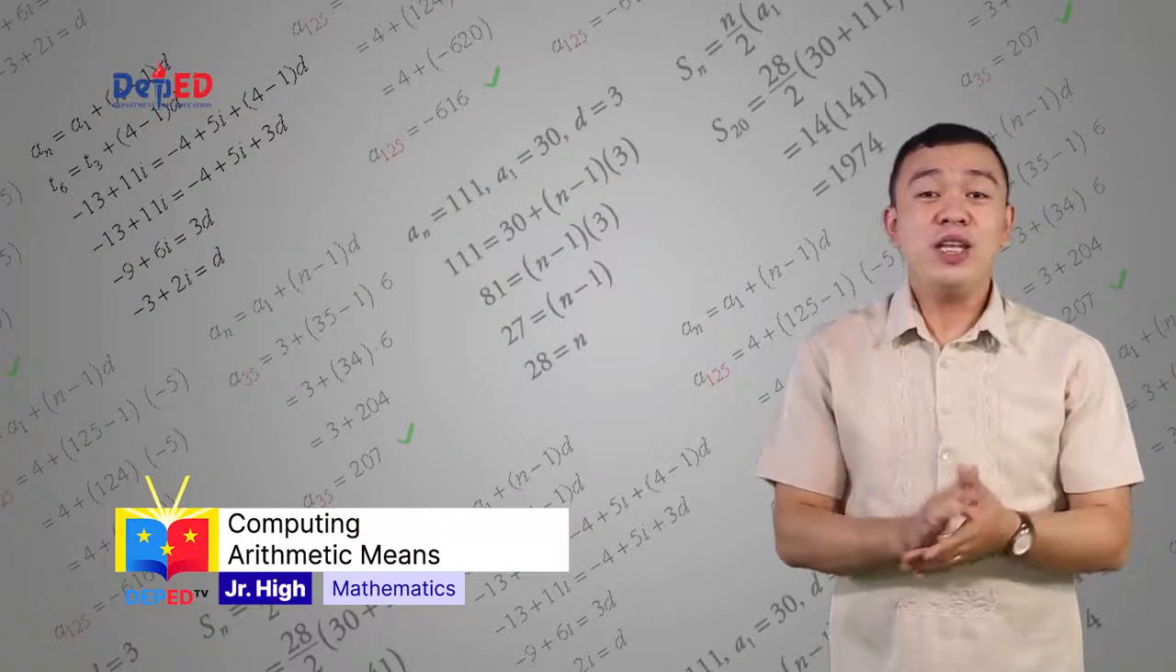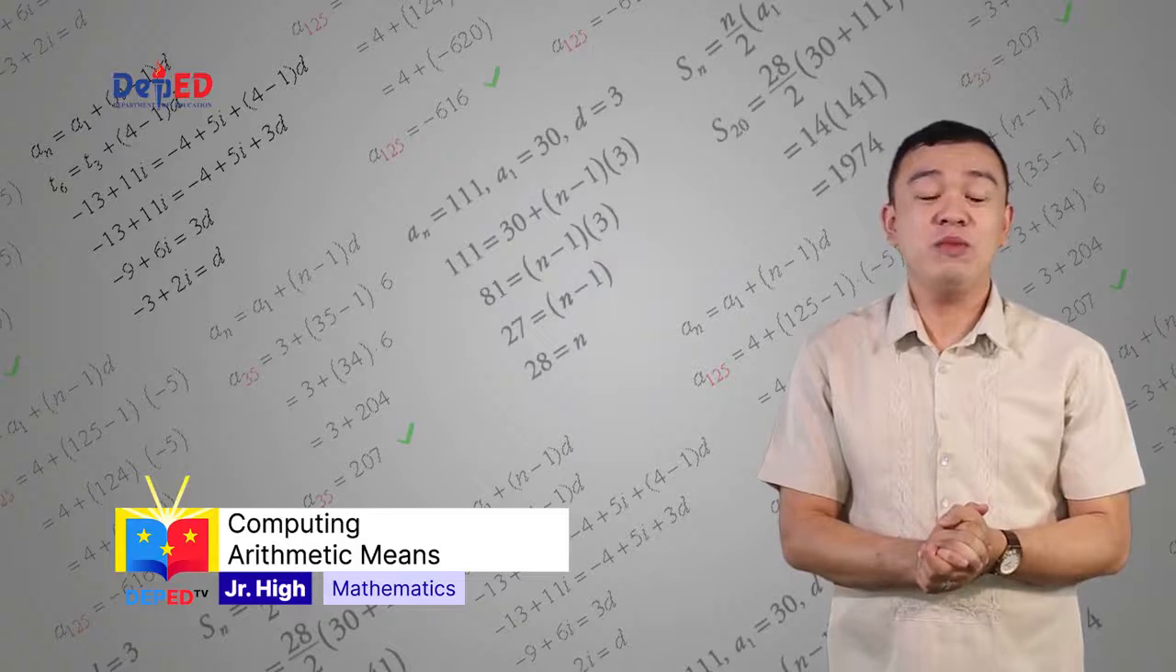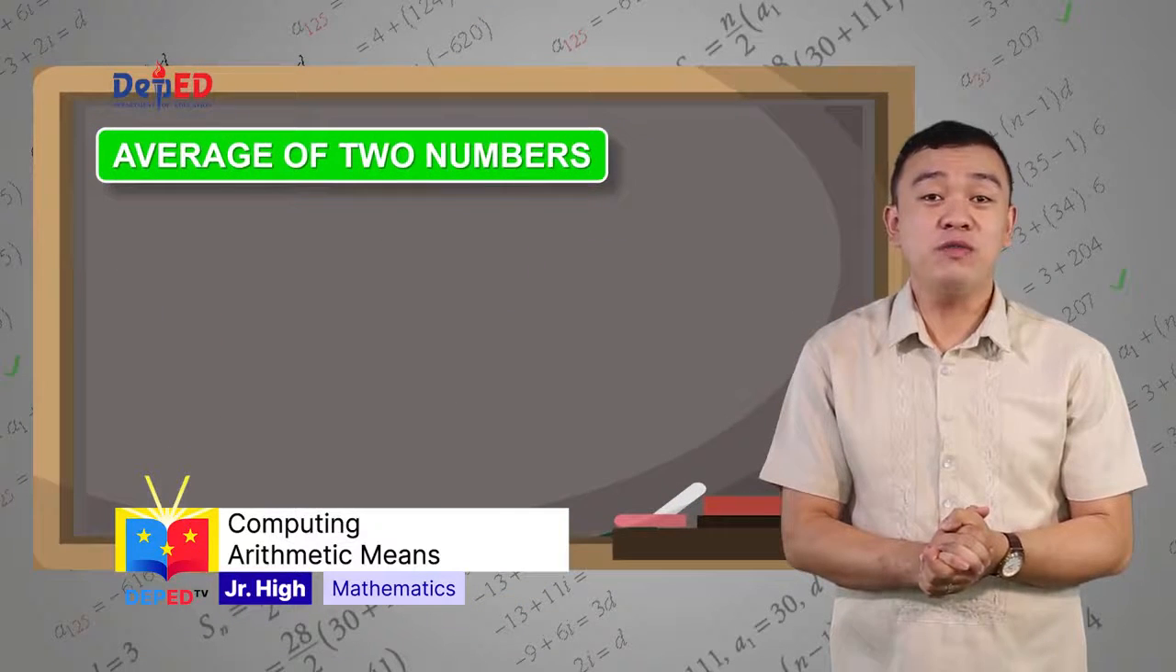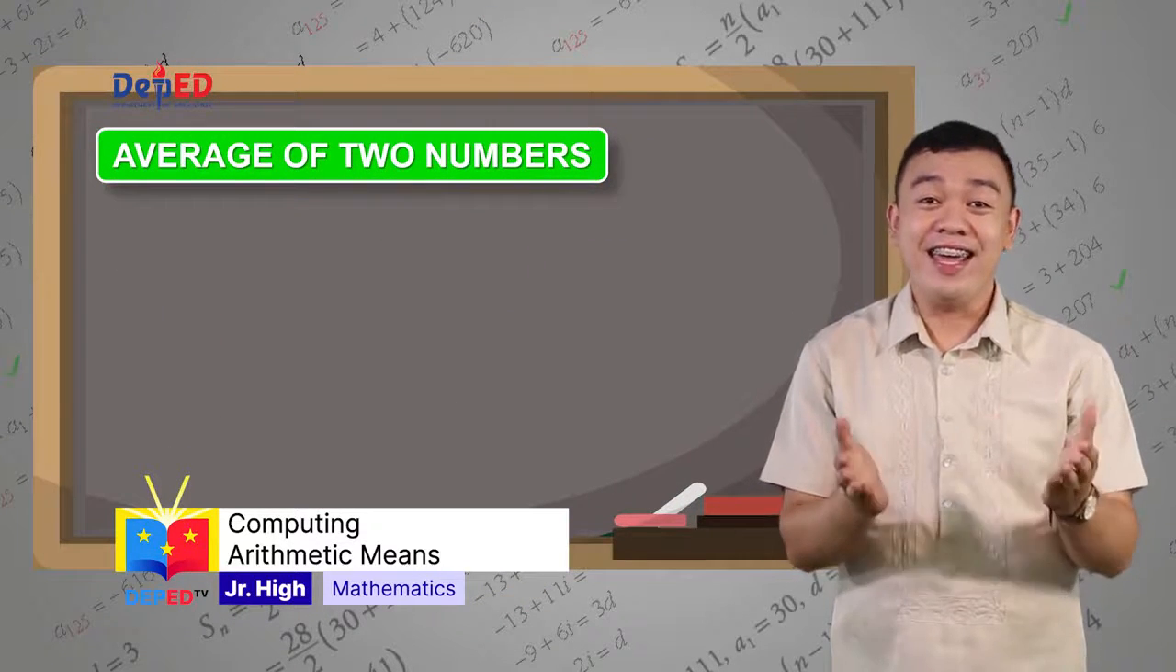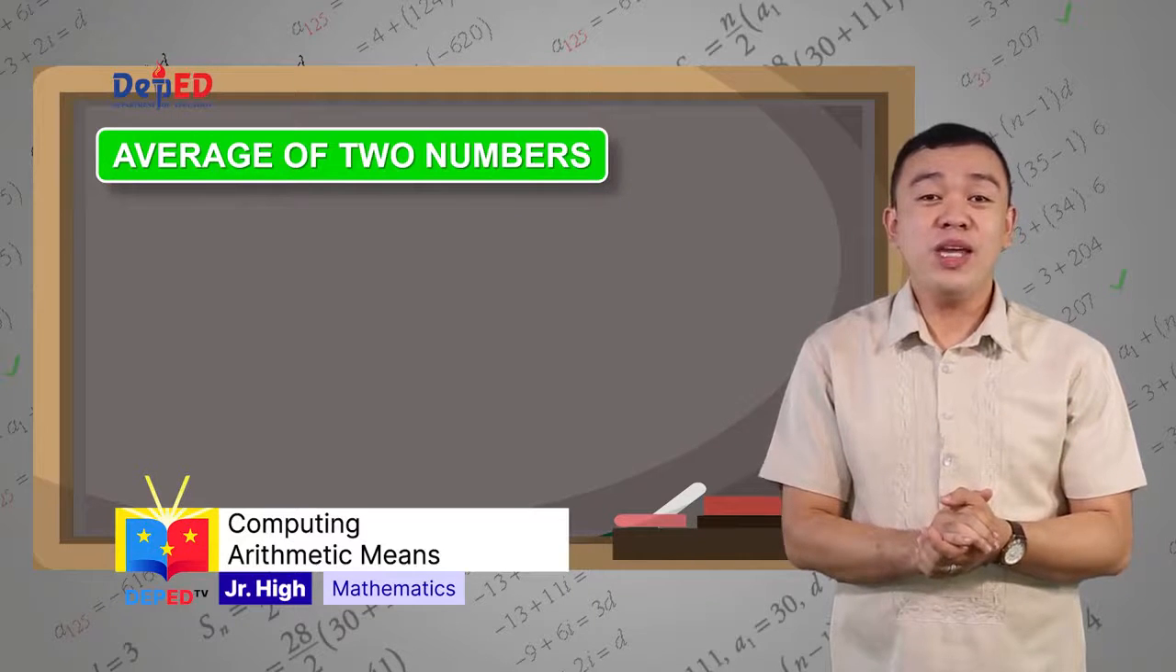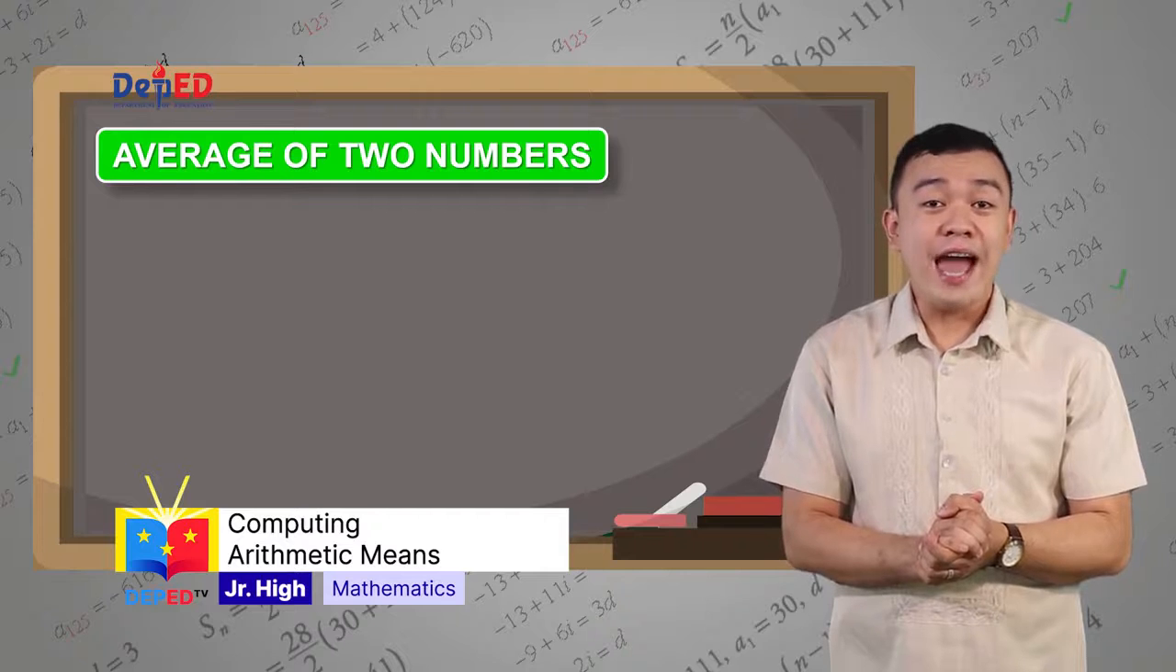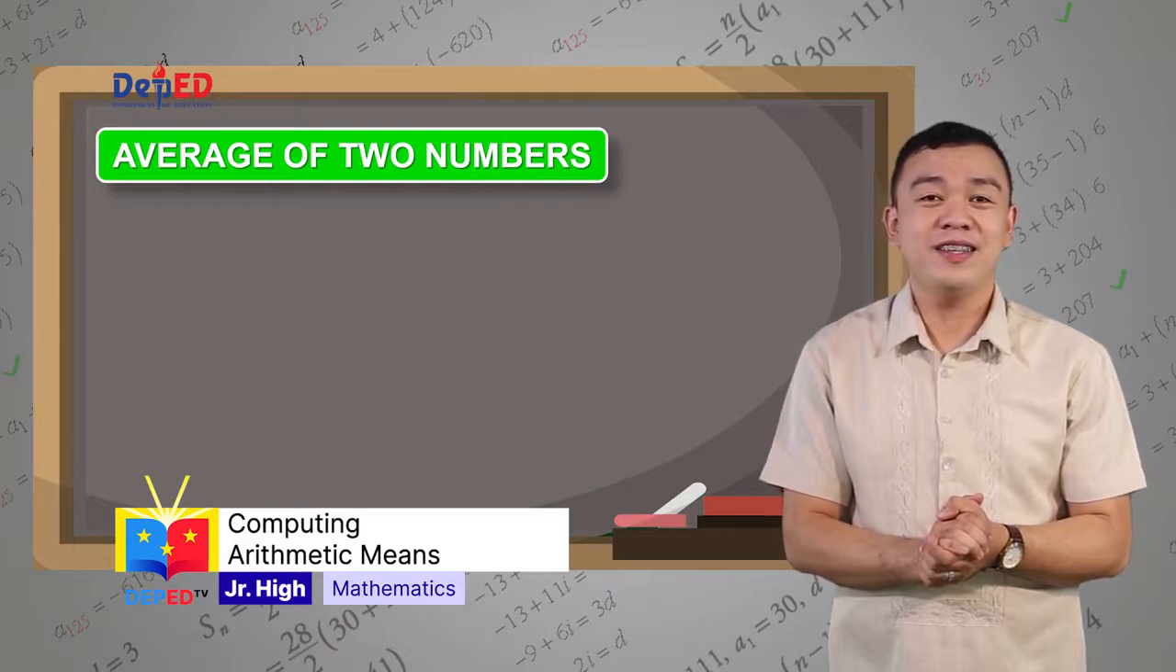The arithmetic mean between two numbers is sometimes called the average of two numbers.